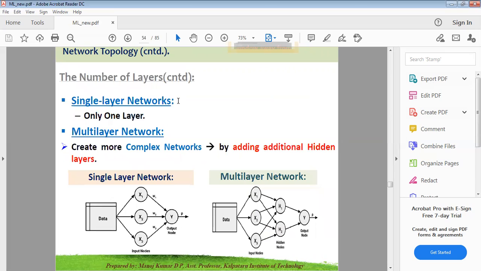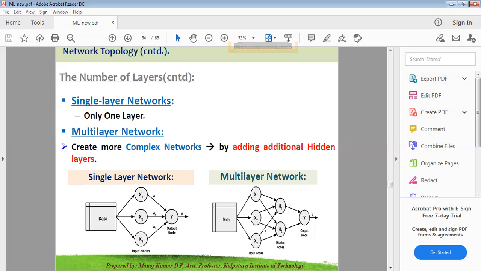Okay, so now you come to the single layer. Next, multi-layer network, that is the number of layers. If it is a single layer, it means only one layer. So see here, this is a single layer. So data x1, x2, x3, y. There are no layers in between. So that is a single layer. When you give inputs, you directly get the output; that we call a single layer.